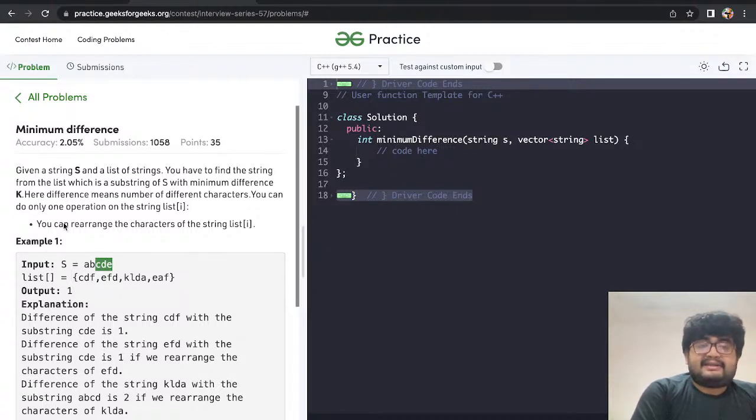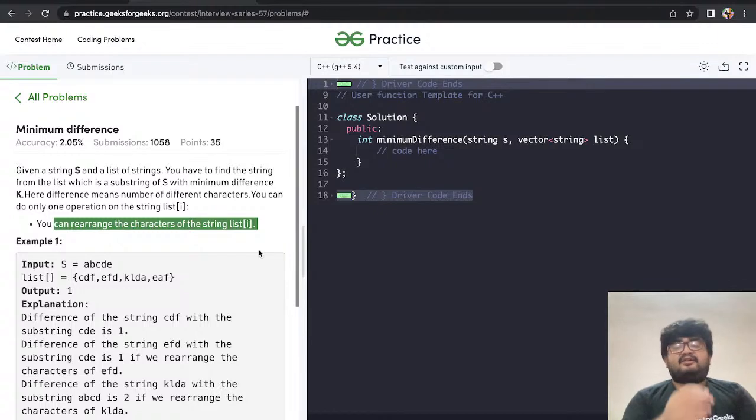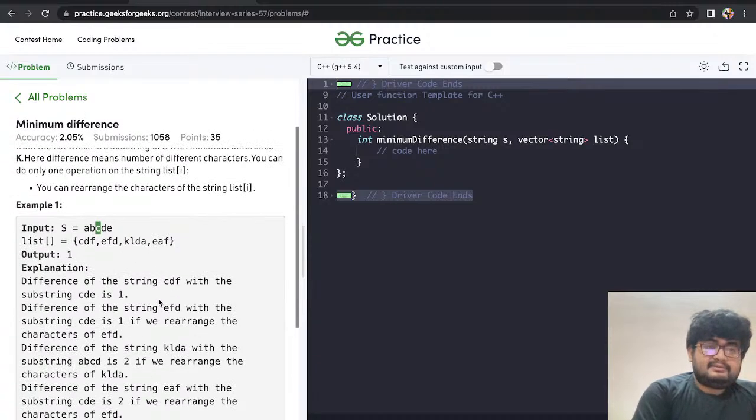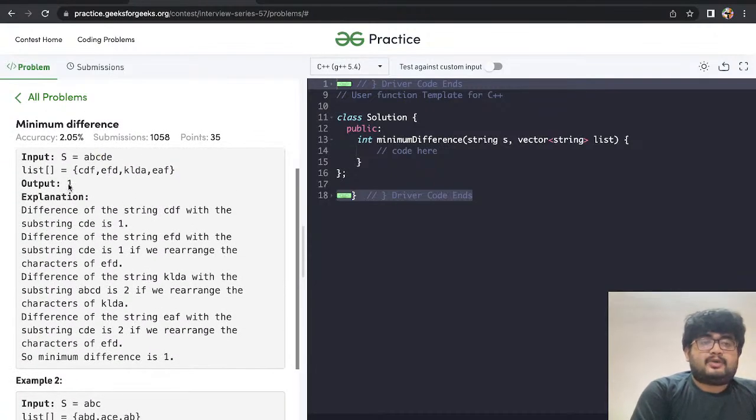And also note one thing, you can rearrange the characters of the list string. Just consider the example of EFD. When we compare EFD with CDE, we get a difference of 1. Why? Because we'll just rearrange EFD to FDE. Now we compare with CDE, and the only character difference is C, right? So the difference becomes 1, so the expected output will be 1.